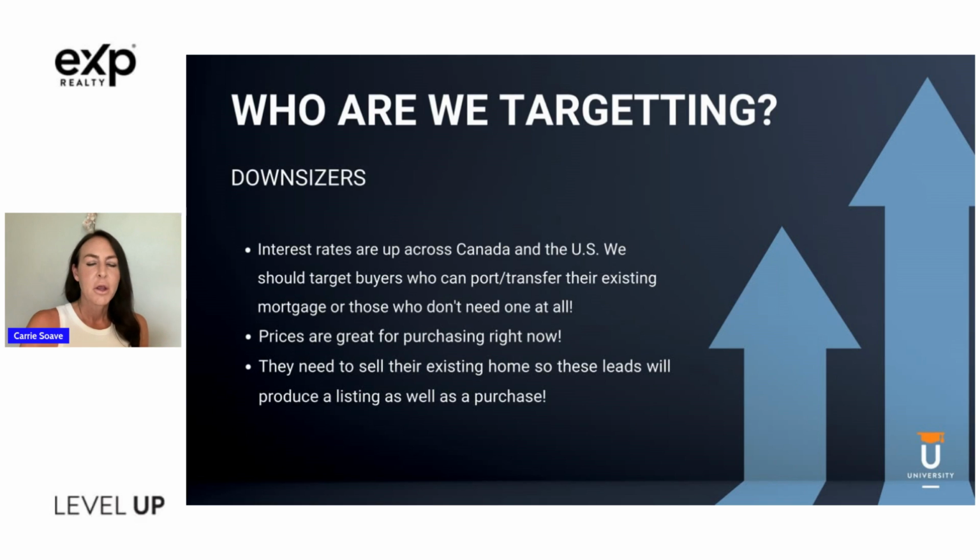So let's start. Who are we targeting? We're going to target downsizers. Interest rates are up across Canada. I'm Canadian, and I know most of you are in the US, but they're also up in the US. So we should be targeting buyers who can port or transfer their existing mortgage, or those who don't need one at all. That way they're ready to buy. Prices are also amazing right now for purchasing. And they need to sell their existing home, so those leads will produce a listing for you as well as a purchase.